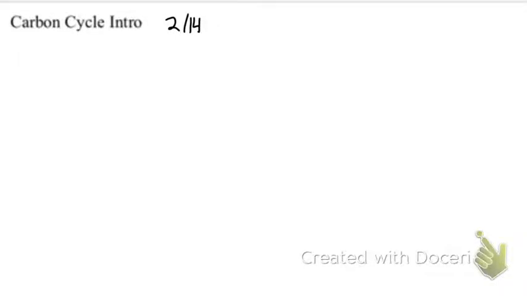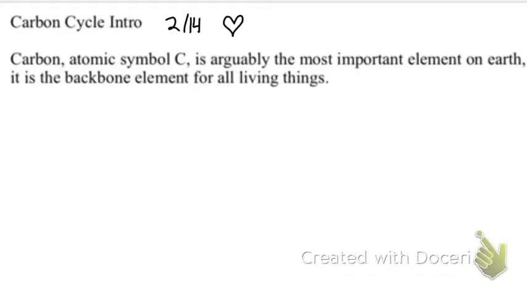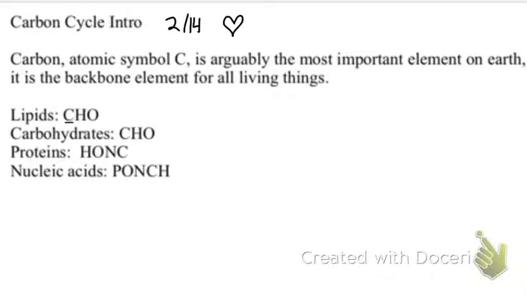All right, these are your notes on the carbon cycle intro, first given on February 14th, Valentine's Day. Carbon is atomic symbol C. It is arguably the most important element on Earth because it is the backbone element for all living things. Remember, you can pause these notes at any point in time.